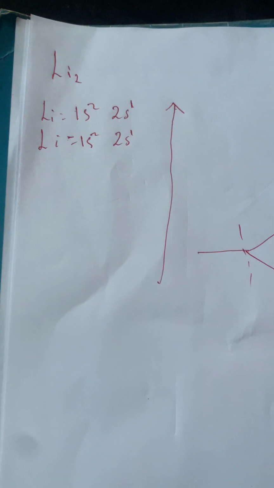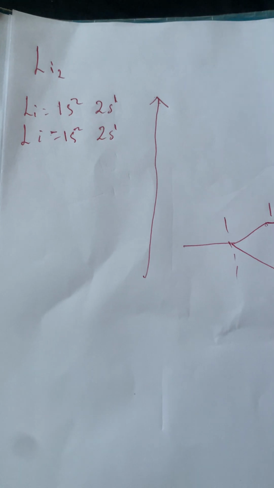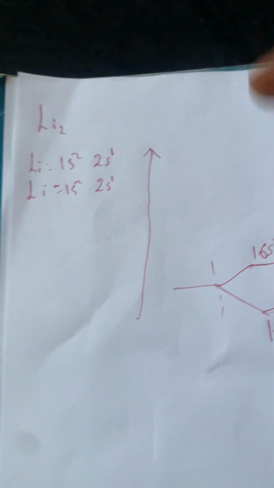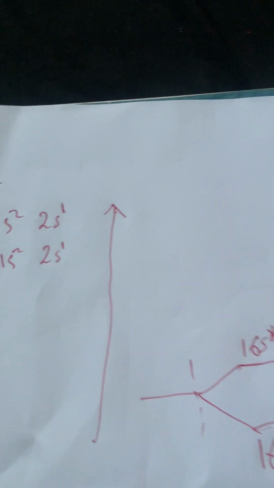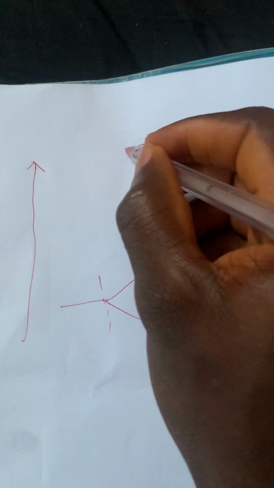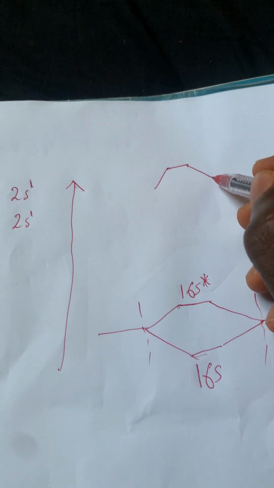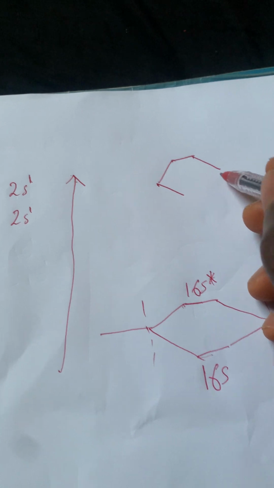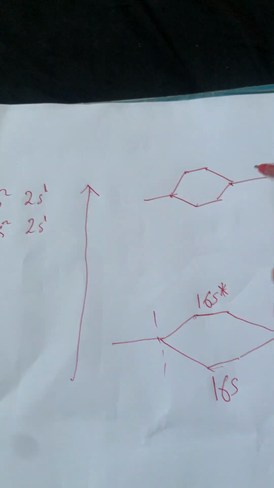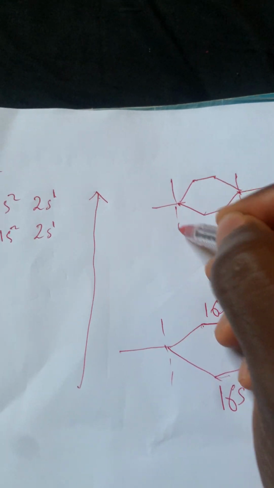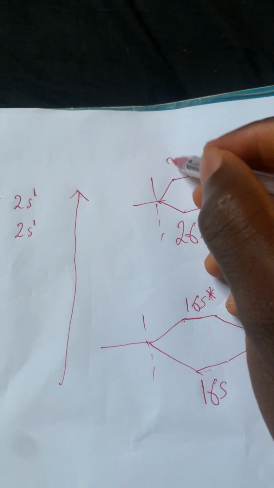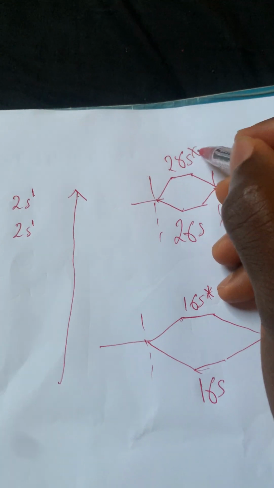so this is for 1 sigma s, 1 sigma s antibonding. So this one is for 1s. So you draw the next one like this as well for 2s. You just indicate it as 2s. So it's very simple. So you call this one 2 sigma s, and this one will be 2 sigma s antibonding.